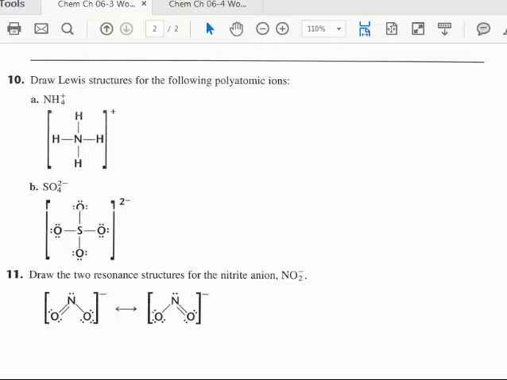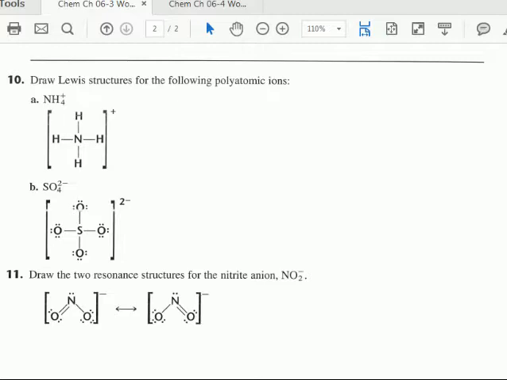So when I look at A, which is the ammonium ion, you don't have to know the name. You just need to know that it's got a charge, and the charge is +1. It's NH4 with a +1 charge. So there is 1 nitrogen and 4 hydrogens, and overall there is 1 positive charge on the whole thing.